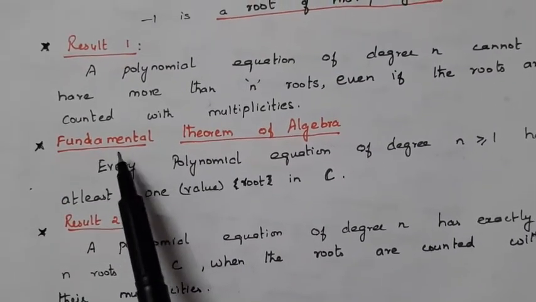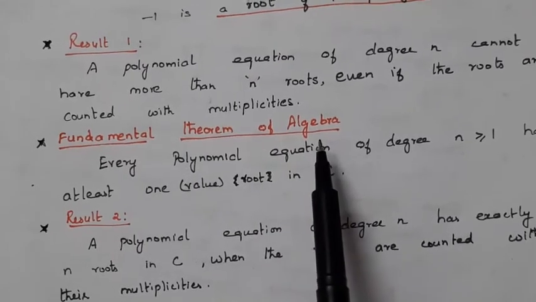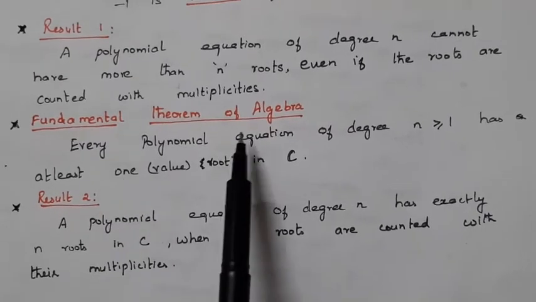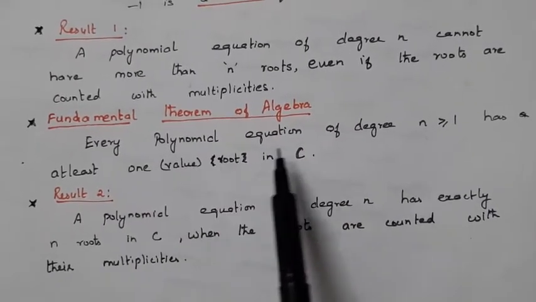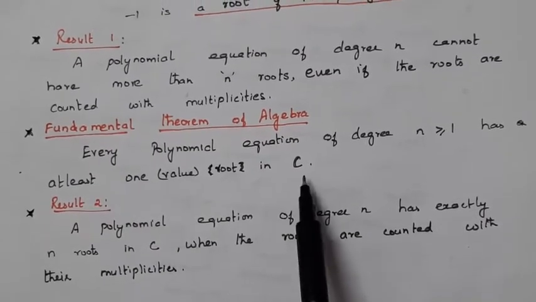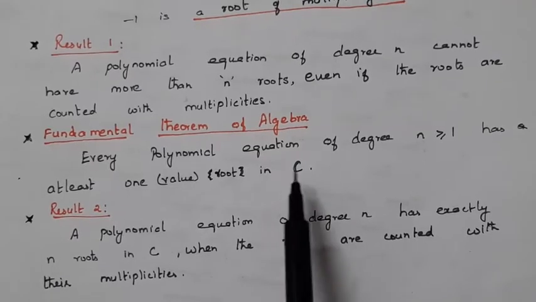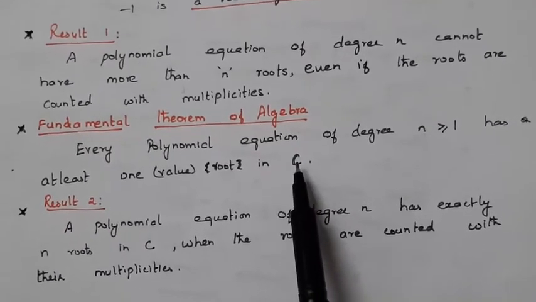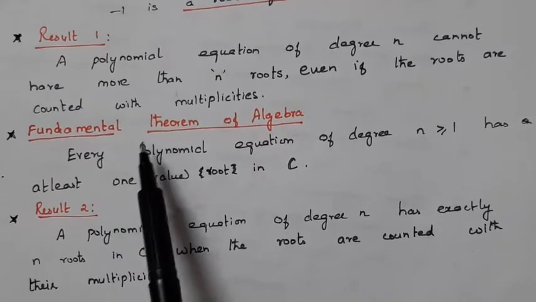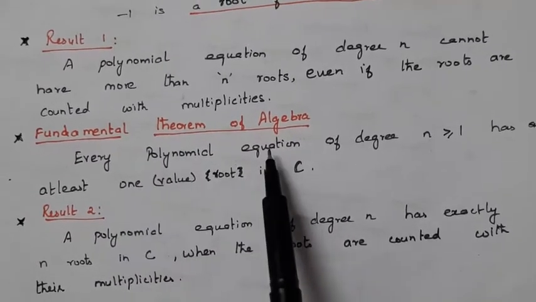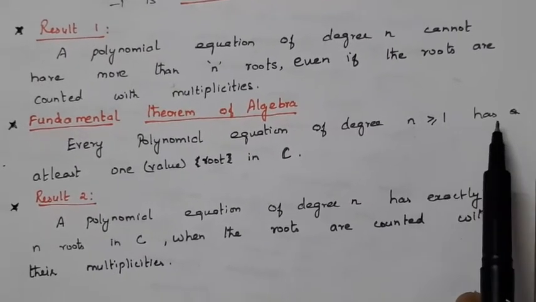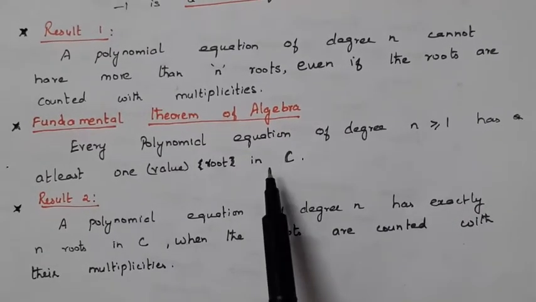The next important theorem is called the fundamental theorem of algebra. See, only the statement alone is enough. The proof is not necessary. So what is the statement of the fundamental theorem of algebra? Every polynomial equation of degree n greater than or equal to 1 has at least one root in C. That is, one value exists in the set of all complex numbers. You know that the complex number set is the biggest set. The theorem states that every polynomial equation of degree n, any number greater than or equal to 1, has at least one solution in the complex numbers.